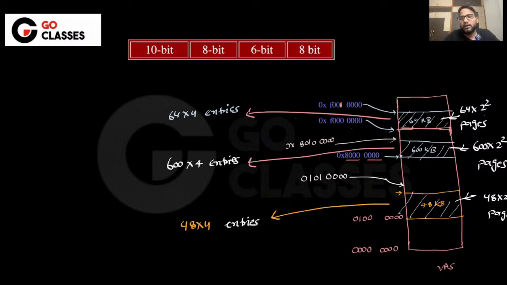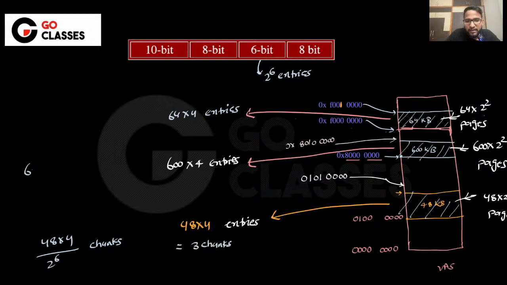Now, can you tell me how many chunks we will be needing? Just check that here each chunk is having 2 power 6 entries. So if these many entries I need, then you divide with 2 power 6. So 48 into 4 upon 2 power 6. These many chunks you will be needing, which is coming out to be, can anyone calculate it quickly? It will come out to be 3 chunks. So you will be needing 3 chunks here.